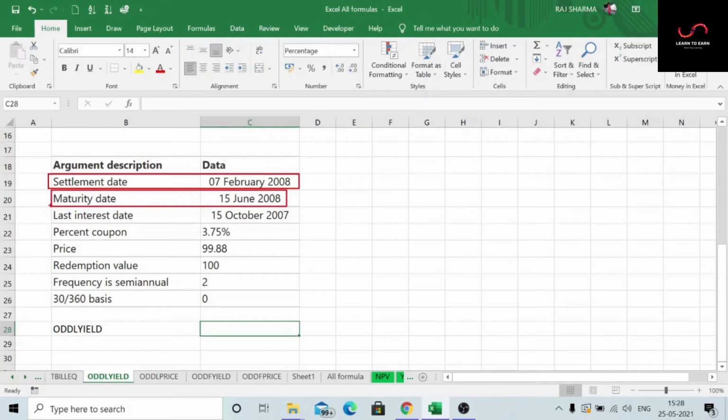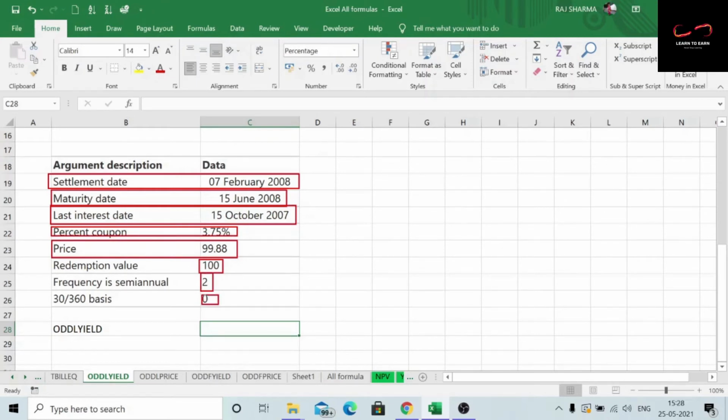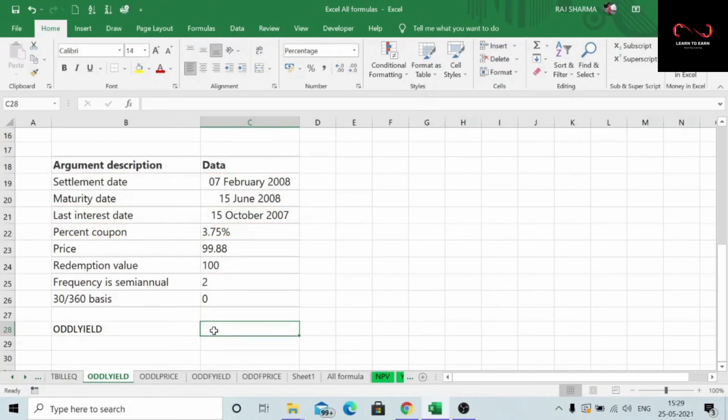And the last coupon payment, last interest payment date is 15th of October 2007. After this, there will be no subsequent coupon payment and the final maturity will be paid on 15th June 2008. Then the present coupon rate is 3.75. The present price of the bond is 99.88. Redemption value is 100. Coupon payment frequency is semi-annual, and day count convention is 30 by 360. So let us try to work out the yield.